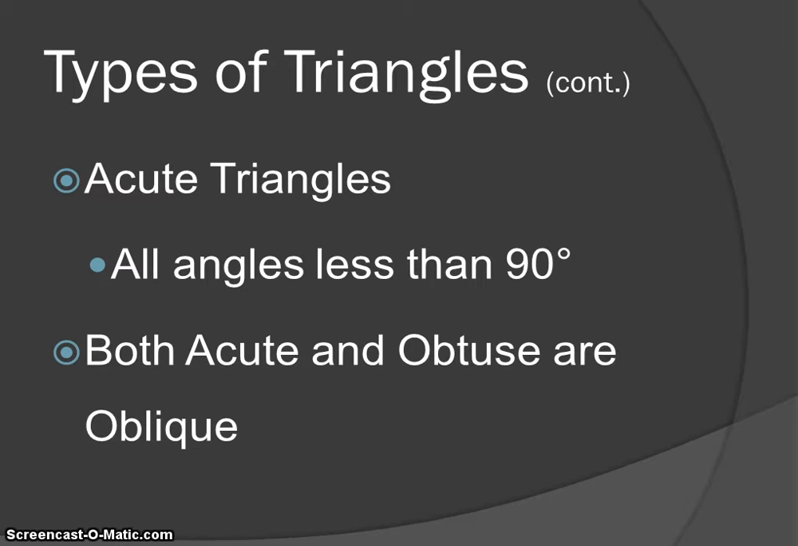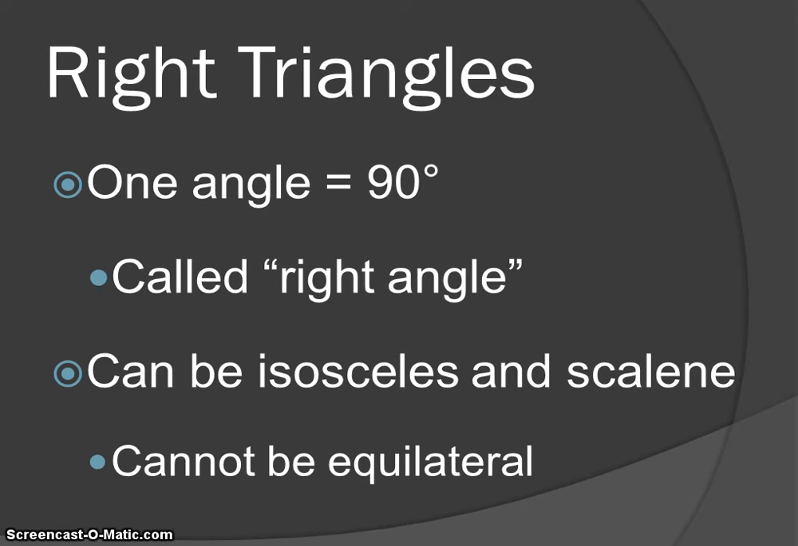Now, both acute and obtuse triangles can be oblique, and always are, because there is no way for them to contain a 90-degree angle. Triangles that do have a 90-degree angle are called right triangles. The 90-degree angle is called the right angle, hence the name. Now, right triangles can be isosceles and scalene when relating them to the sides of the triangle, but cannot be equilateral, as equilateral triangles have three 60-degree angles, therefore not allowing one to equal 90 degrees.